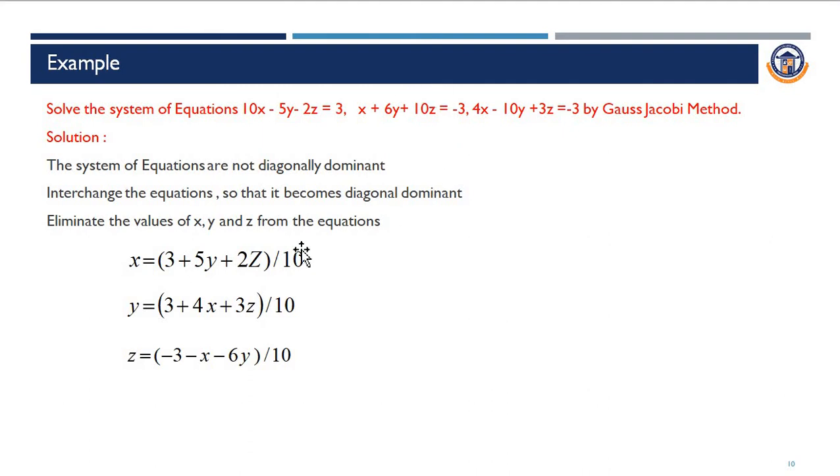Now after that, I have to go for elimination. What do we mean by elimination? From the first equation, I have to write the x value in terms of the others. From the second equation, I have to write the y value in terms of the others. From the third equation, I can write z in terms of the others. If I do this, I will get x = (3 + 5y + 2z) / 10, y = (3 + 4x + 3z) / 10, and z = (-3 - x - 6y) / 10. These are all the rewritten equations.